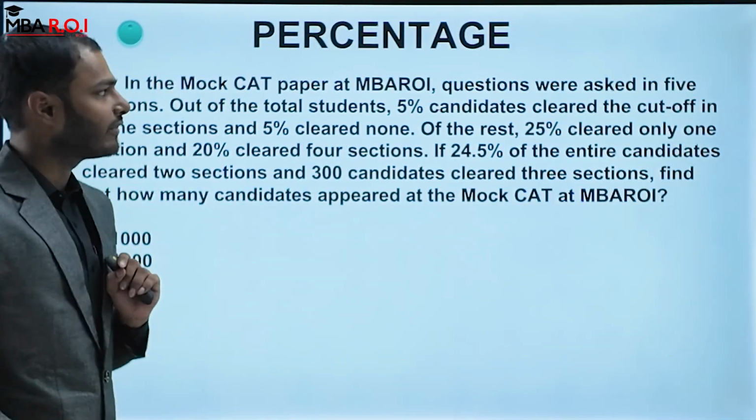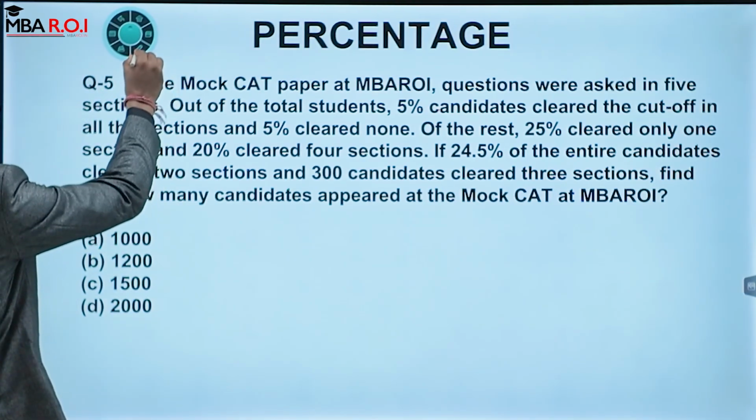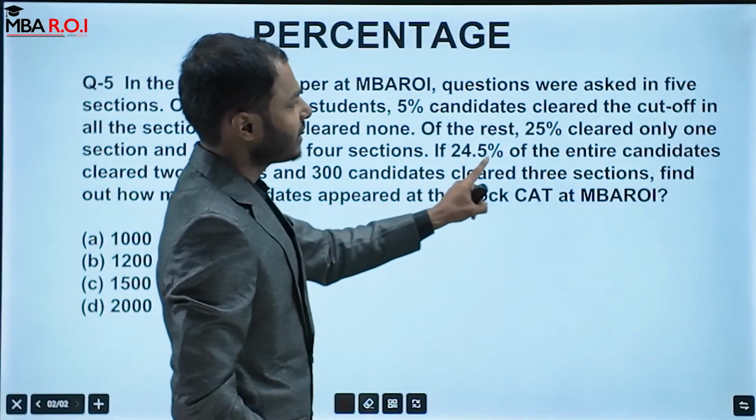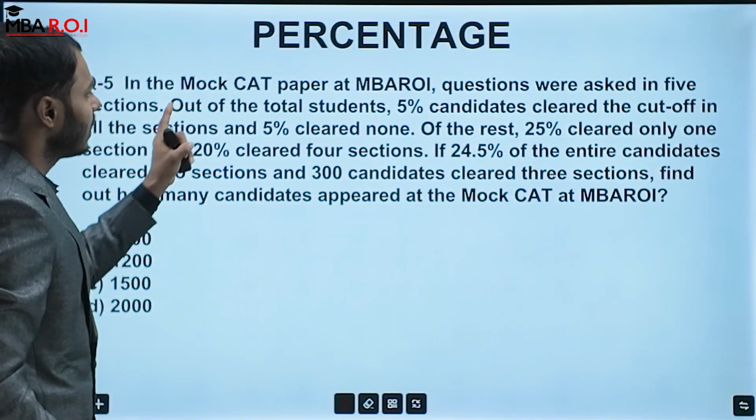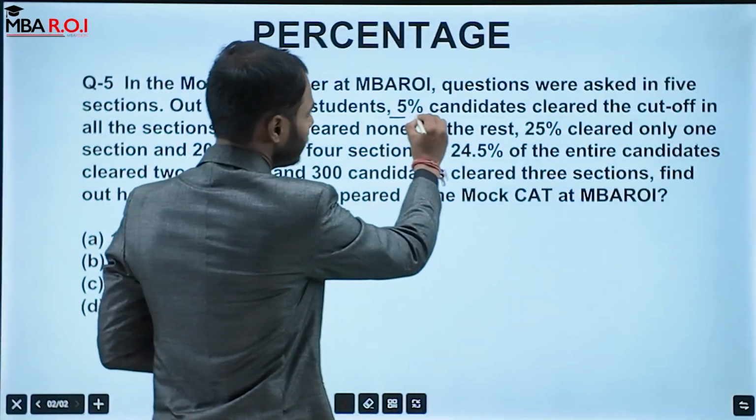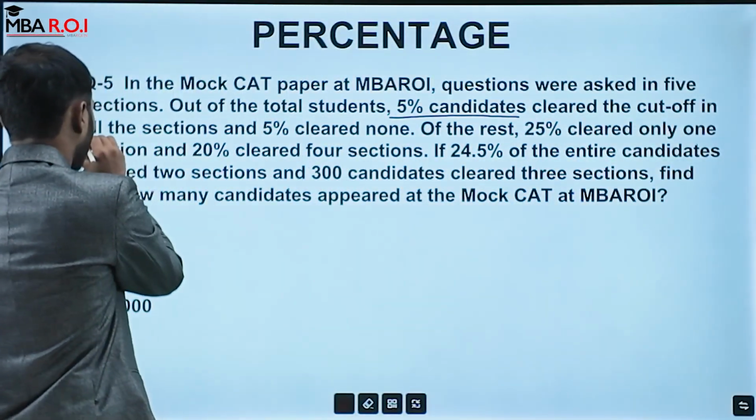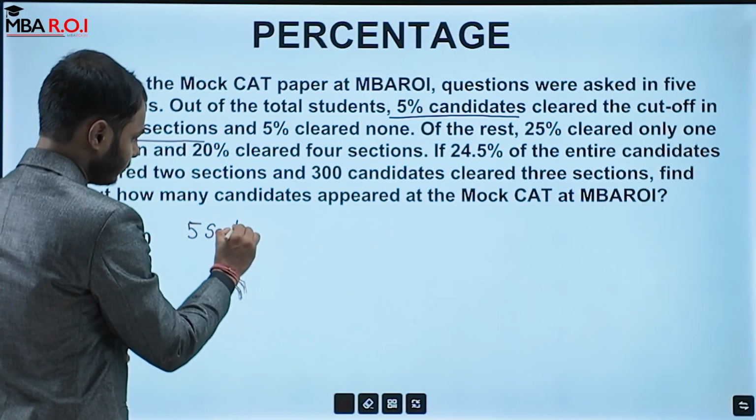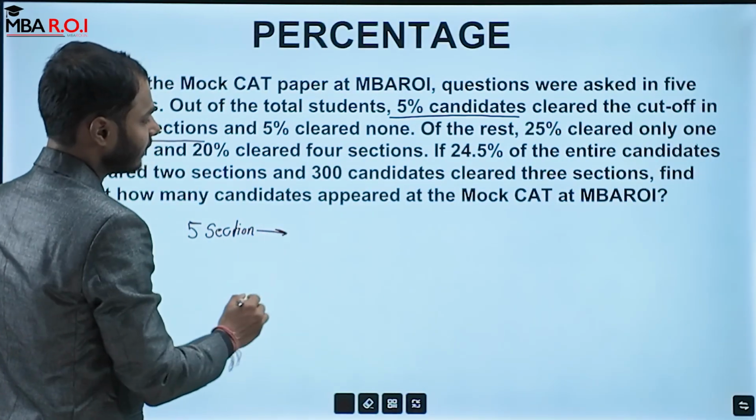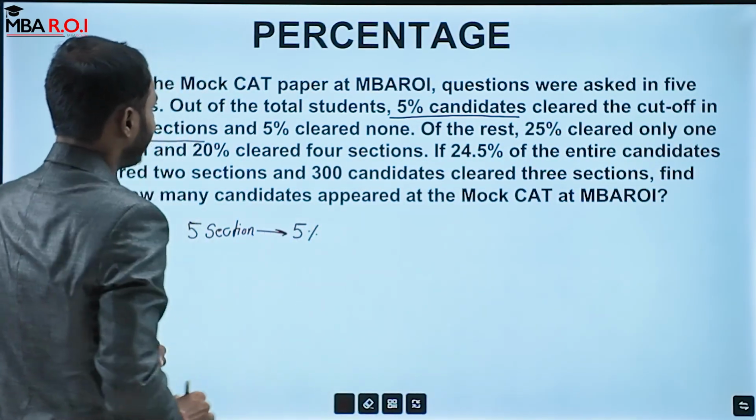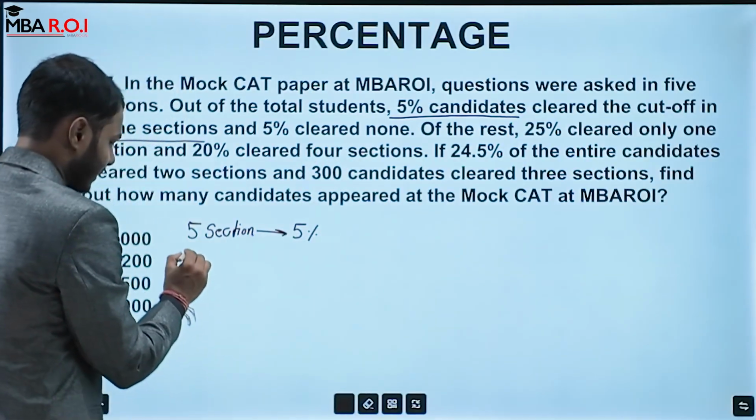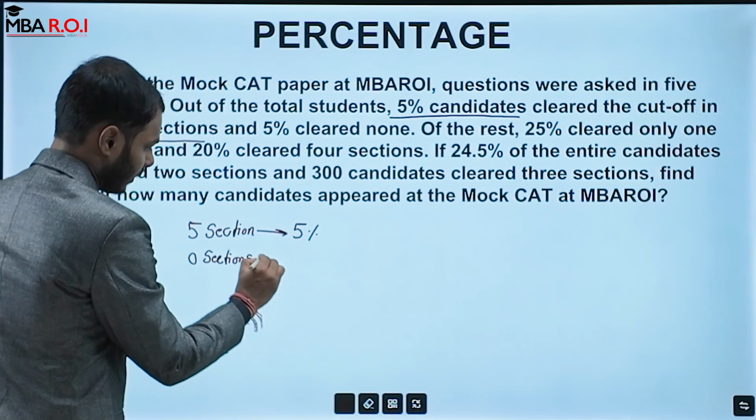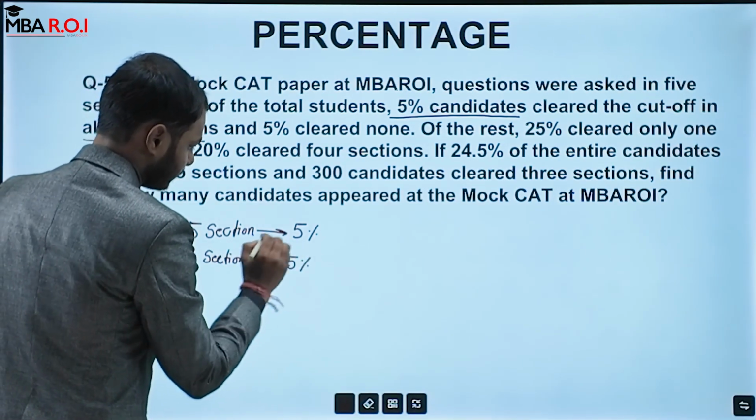First of all, we are going to read it very carefully. So let's start reading this. Question says, in the mock CAT paper at MBA ROI, questions were asked in 5 sections. Out of total students, 5% candidates cleared the cutoff in all the sections. So we can say those who cleared the cutoff in all the 5 sections were 5%. Next it says 5% cleared none. So the people who cleared the cutoff in 0 sections is again 5%.